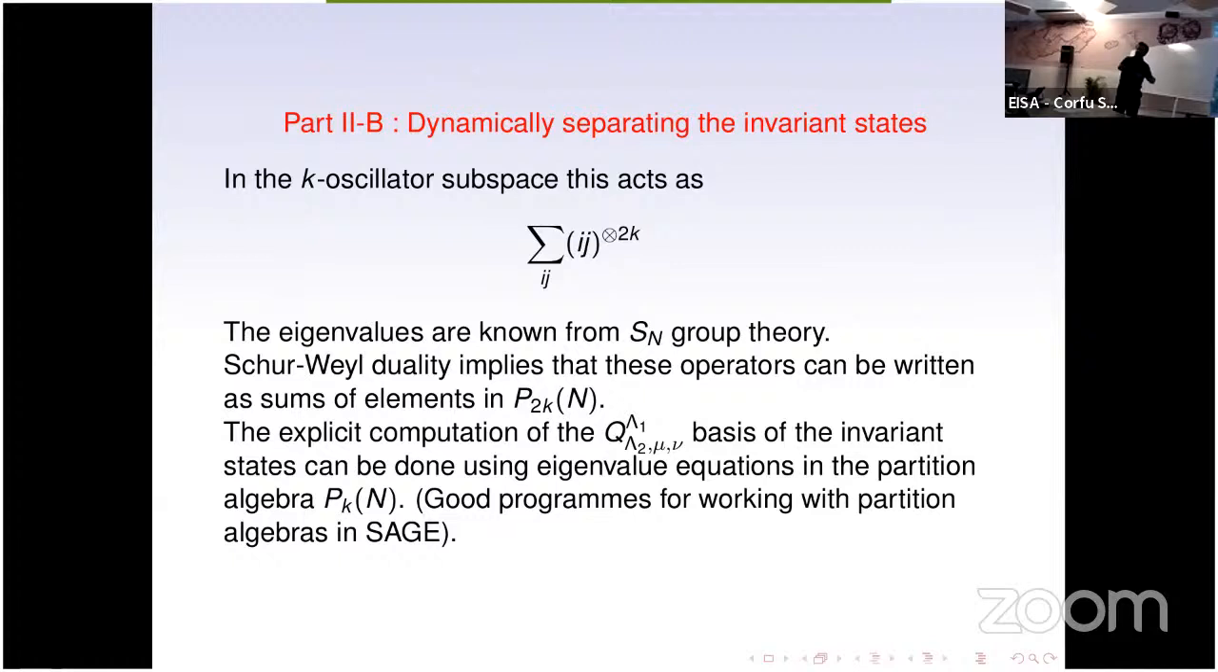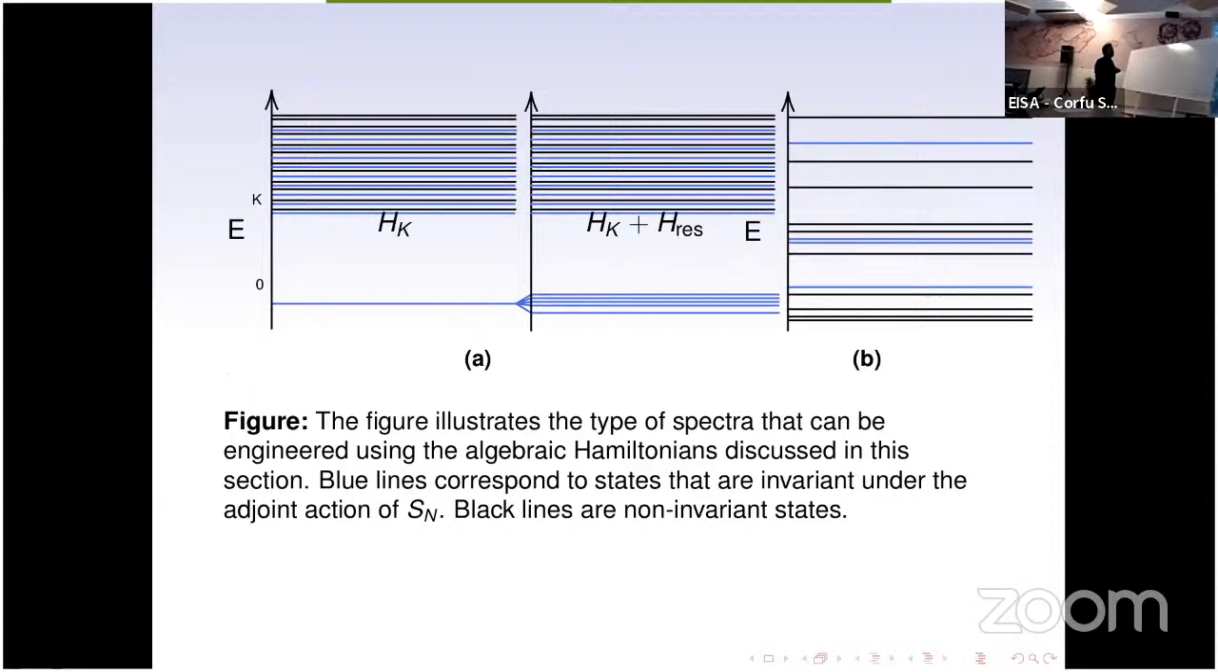There are nice programs available in Sage, the group theoretic software. For example, you can use this kind of software to calculate these Q basis elements, these representation theoretic basis elements I was describing before. These again can be characterized using some eigenspaces of operators like these Casimir-like operators, which can detect lambda one, lambda two, and so on. So using Casimirs, basically Casimir-constructed Hamiltonians, you can separate the invariant states from the remaining states. The concrete formulae are given in the paper. I won't get into the details.